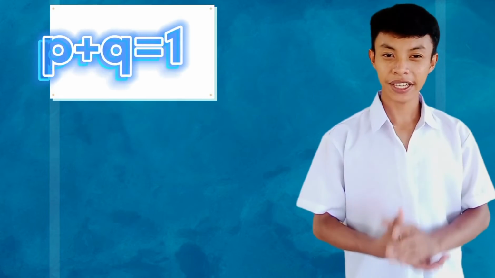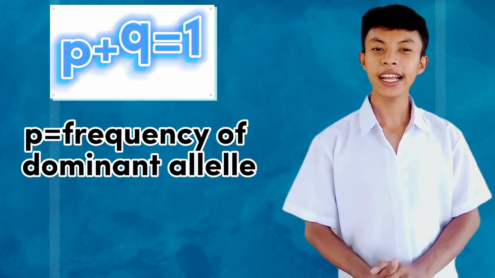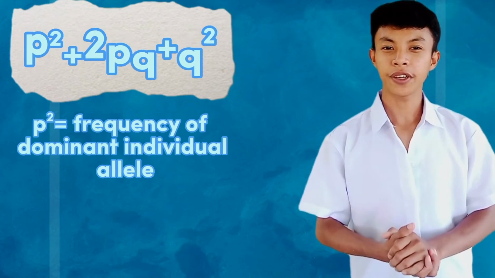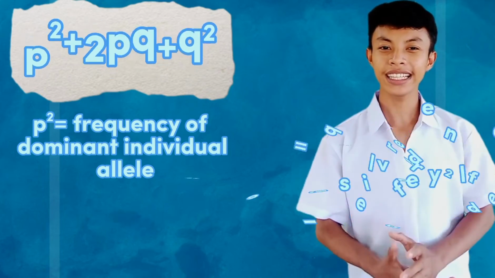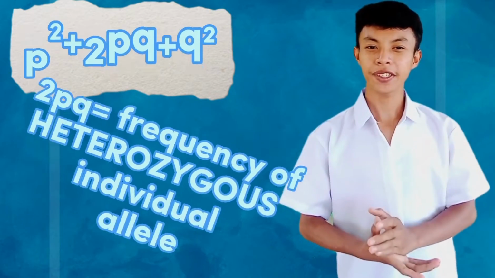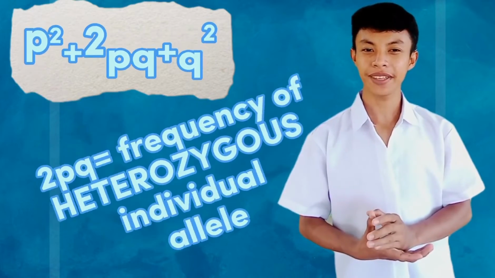In this equation, P is the frequency of the dominant allele and Q is the frequency of the recessive allele, while P squared is the frequency of dominant individuals and Q squared is the frequency of recessive individuals. And 2PQ is the frequency of heterozygous individuals.